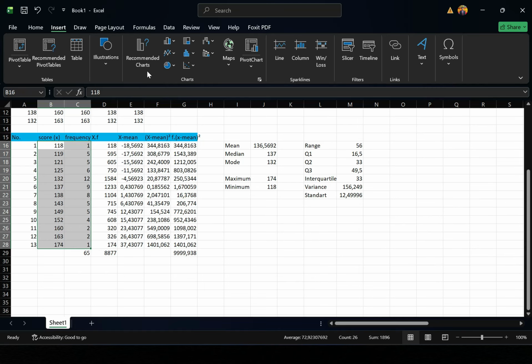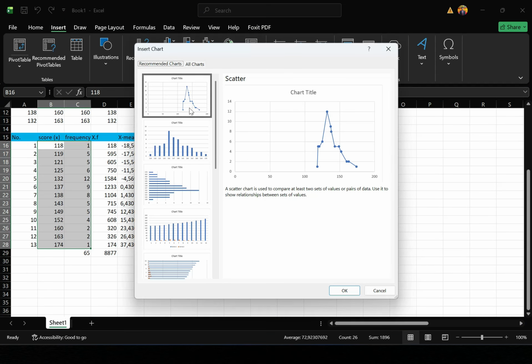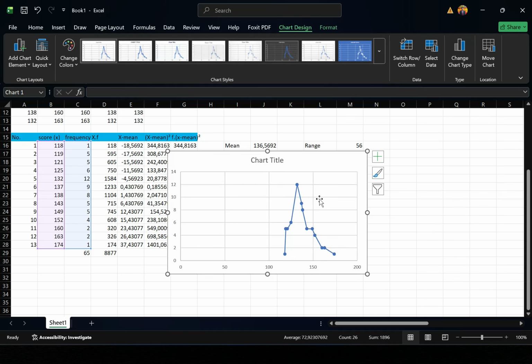To find the polygon or the chart, just combine it with the score, or block it with the score and frequency.